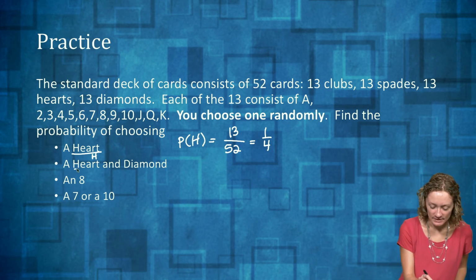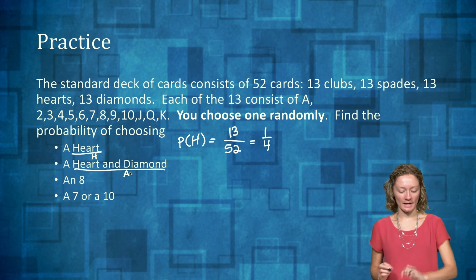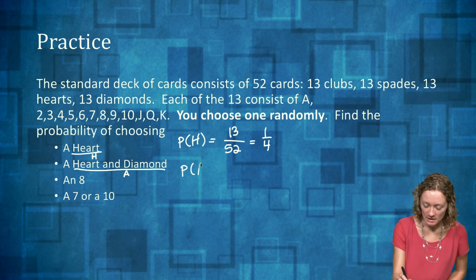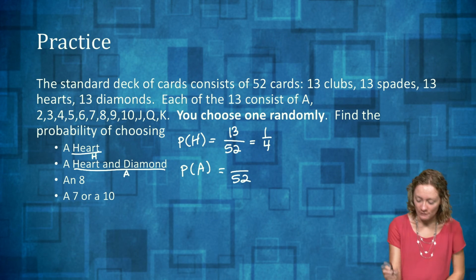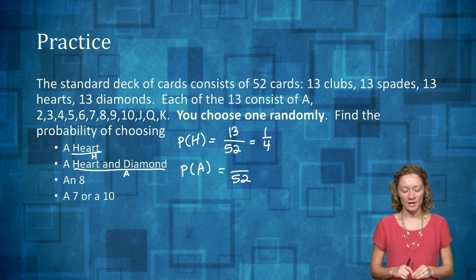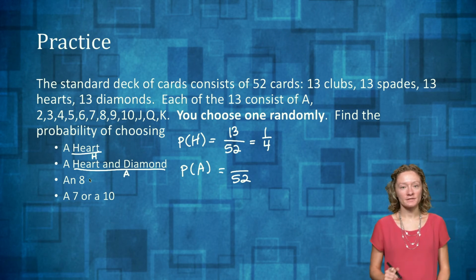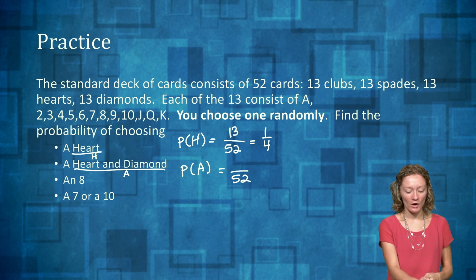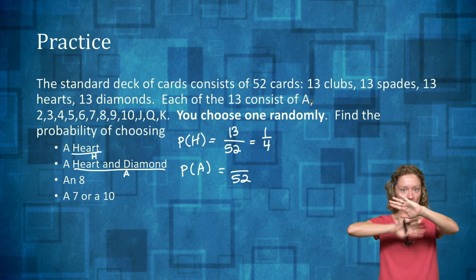All right, the second one, a heart and a diamond. I'll call this A for and. Probability of A. You're selecting one card. You have 52 choices when you pull the card. Of the 52, how many meet this criteria of being both a heart and a diamond? Don't let the question fool you. How many cards are both heart and diamond? There are no cards that are both heart and diamond. Heart and diamond are totally separate suits.